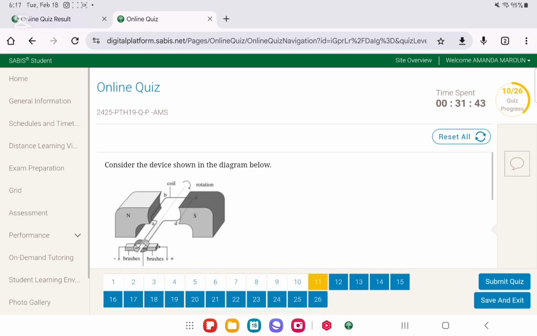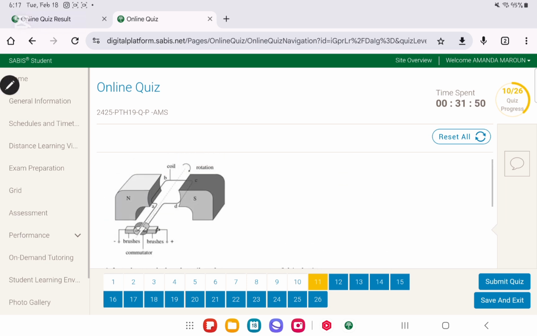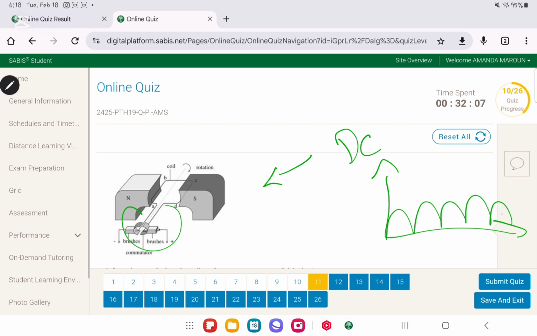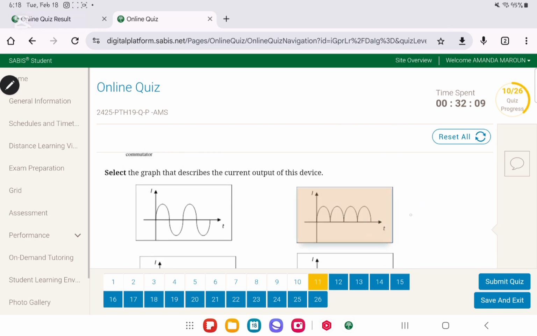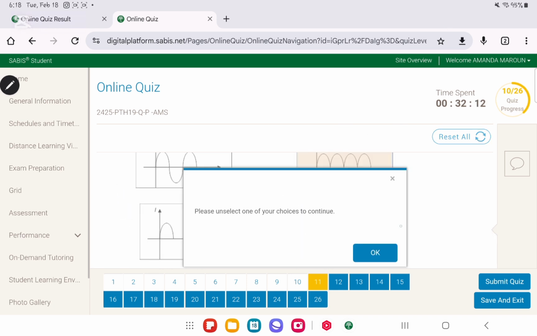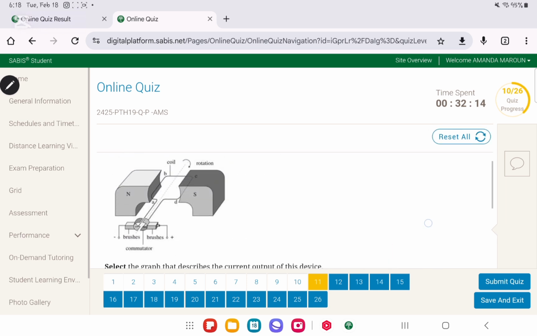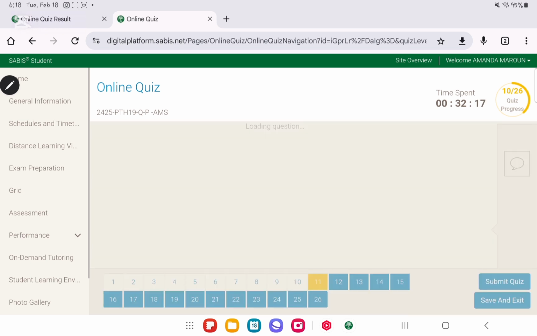We move on to the next question, which is question number 11. Consider the device shown in the diagram below. As you can see, we are given a split, not slip, a split ring commutator. That means it is a DC current. A DC current's graph looks like this. It looks like a bunch of mountains. This is the graph that describes the current output of this device.